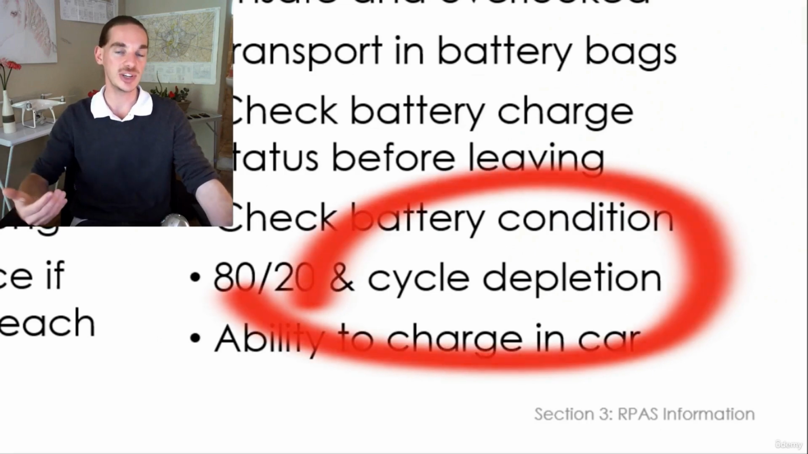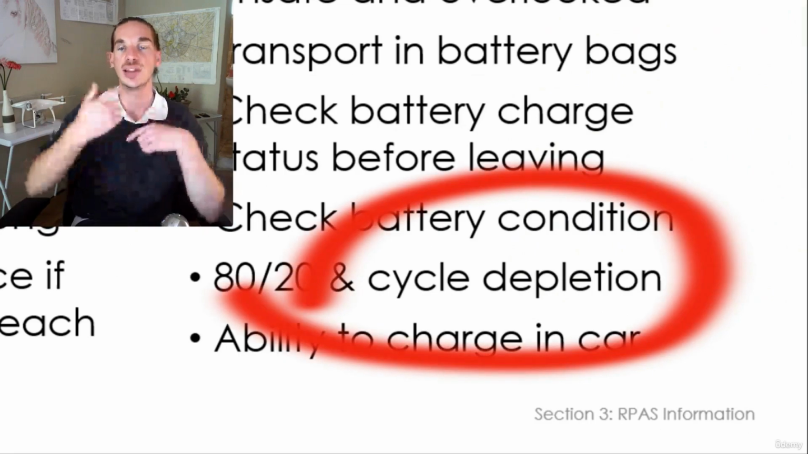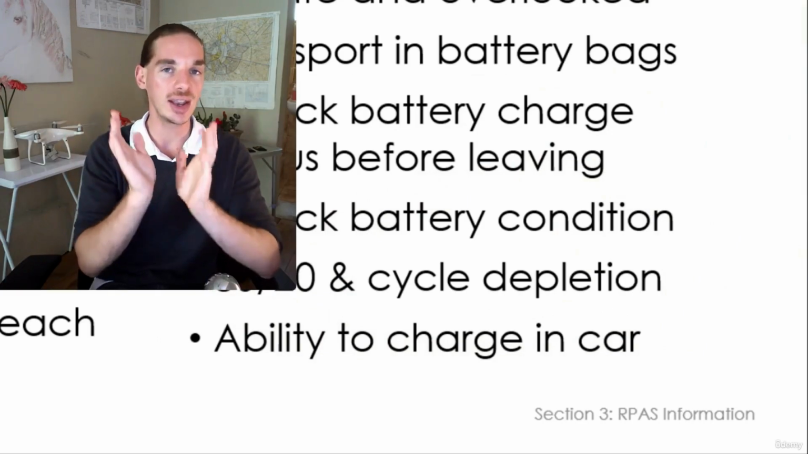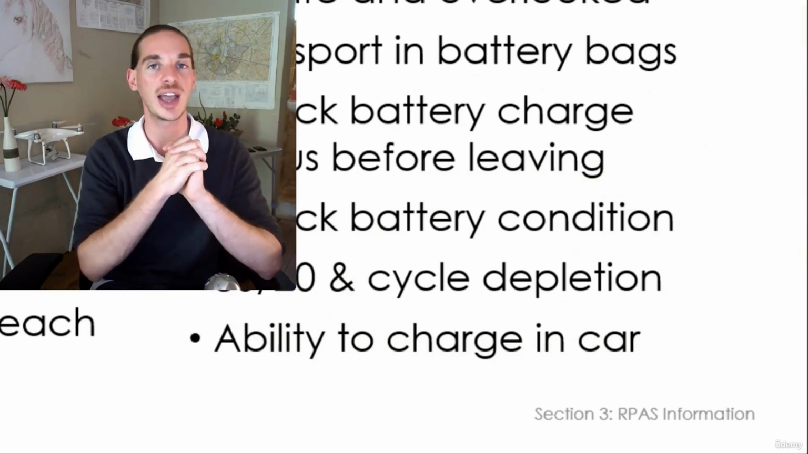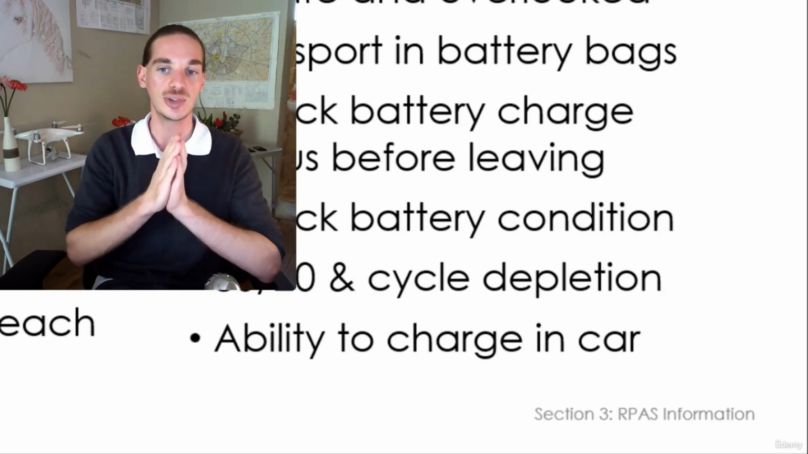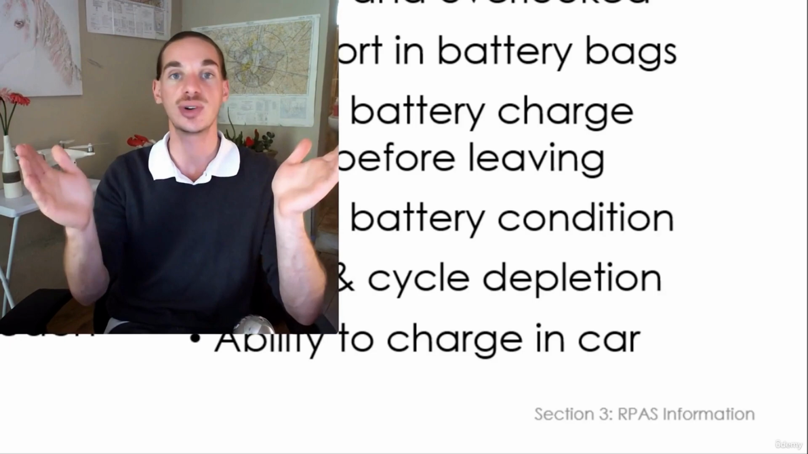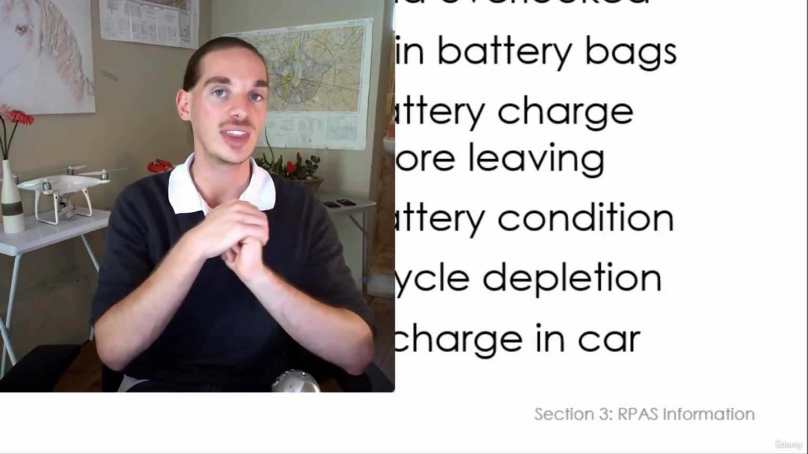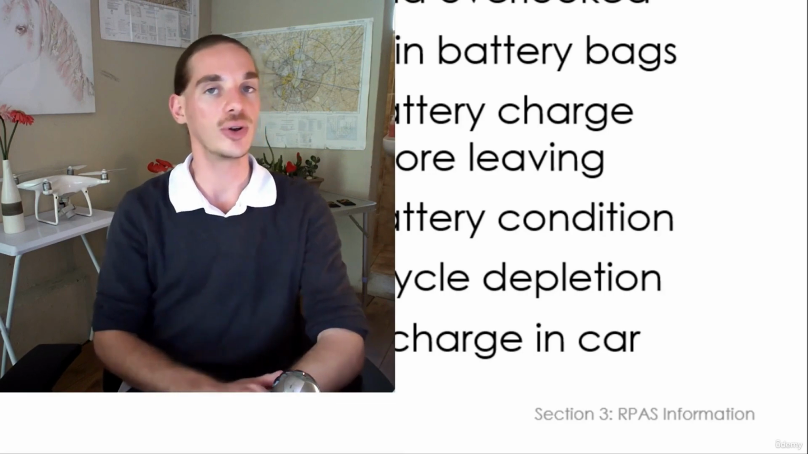And when it comes to cycle depletion, we're talking about how many times a battery can be recharged and reused. If you keep going below 20% as you use your battery, it is more likely to have a shorter lifespan, which means its cycle depletion is going to increase. You're not going to be able to recharge and reuse it as much as a battery that you looked after and didn't take below that 20%.